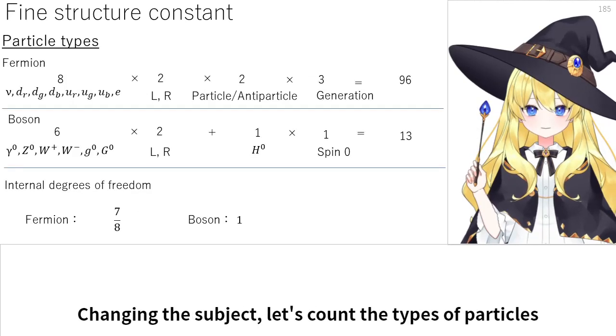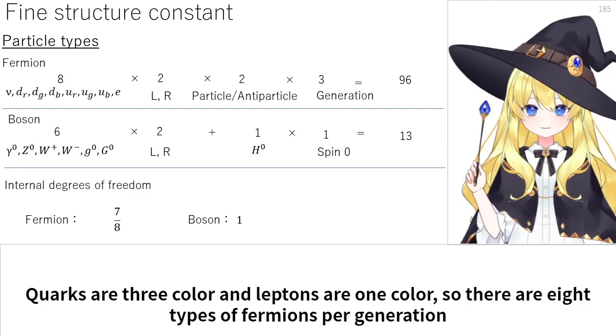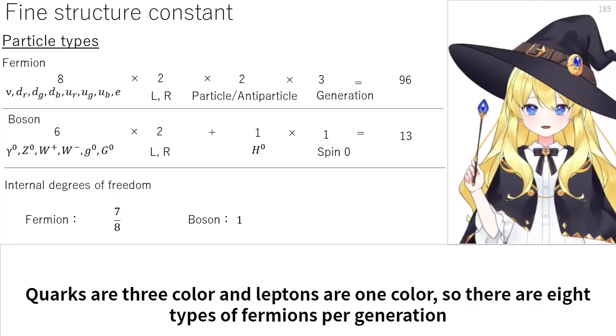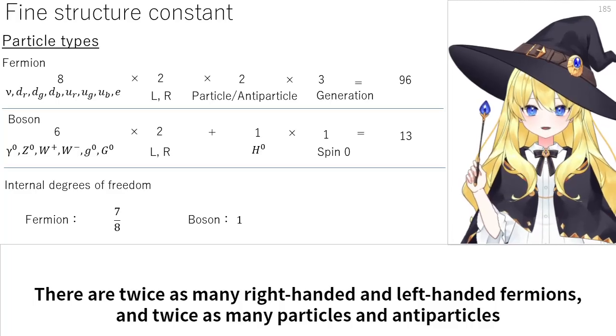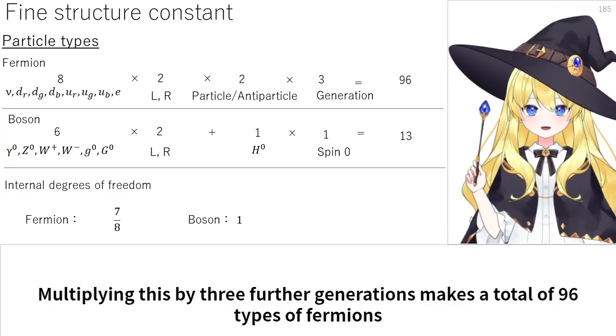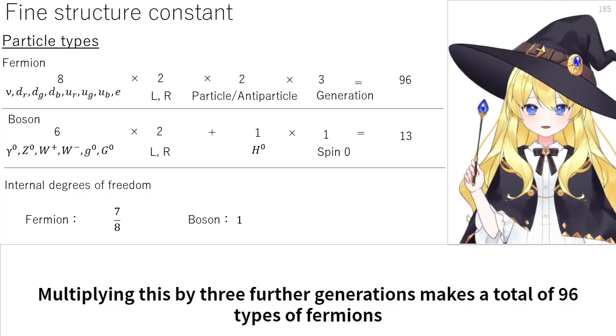Changing the subject, let's count the types of particles. Quarks are 3 color and leptons are 1 color, so there are 8 types of fermions per generation. There are twice as many right-handed and left-handed fermions, and twice as many particles and antiparticles. Multiplying this by 3 further generations makes a total of 96 types of fermions.